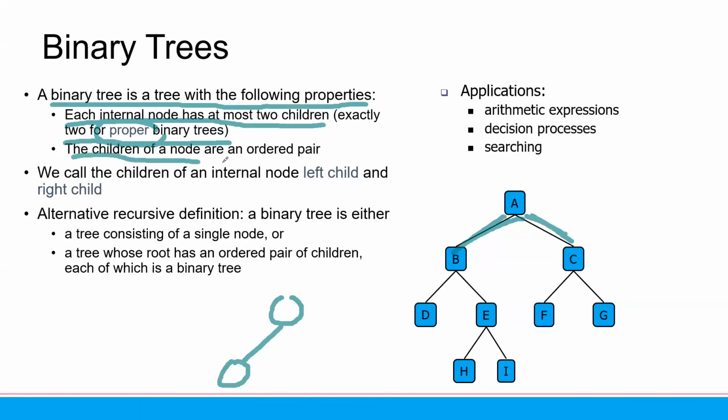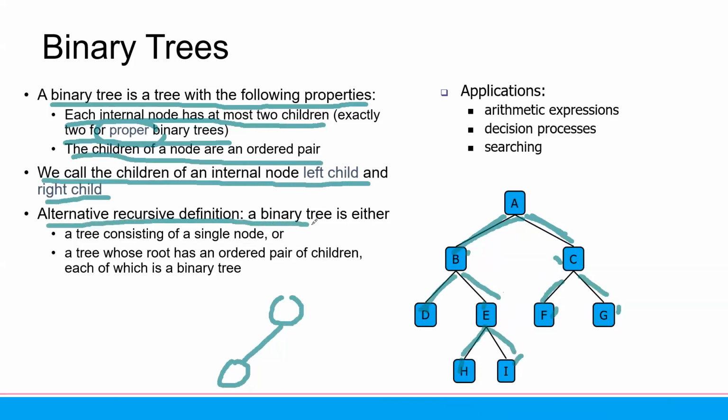The children of a node are an ordered pair. Ordered pair means B and C, D and E, F and G, H and I. We call the children of an internal node the left child and the right child. So this is left, this is right. This is left, this is right. This is left, and this is right.